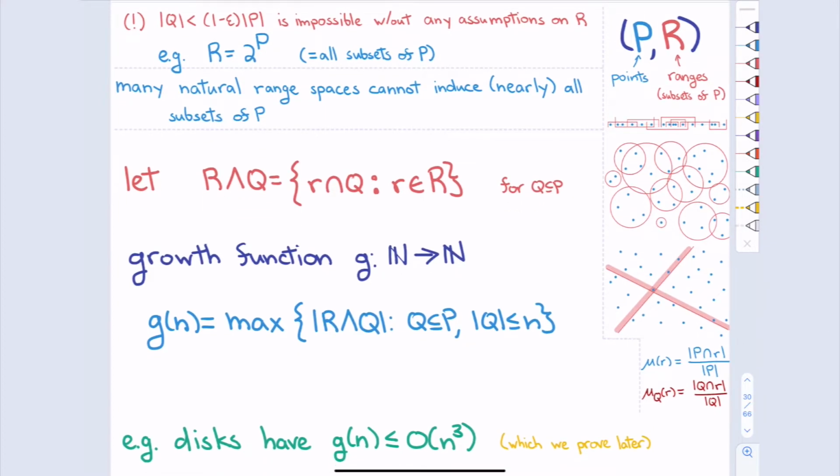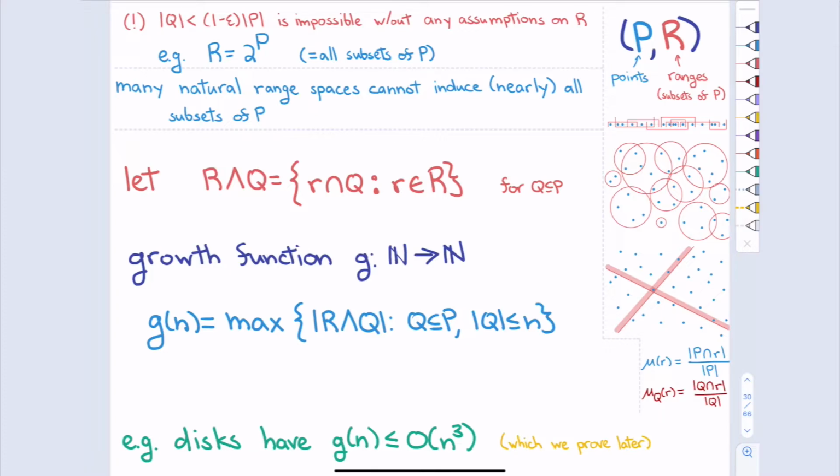I'm going to use this notation. Given a subset of points Q, I'll write R restricted to Q to be all the intersections that are induced by my ranges on Q. So R restricted to Q is the family where I have a subset of points and I take a disk, I intersect it with my subset of points, and that gives me whatever the intersection is. All right, so that's that.